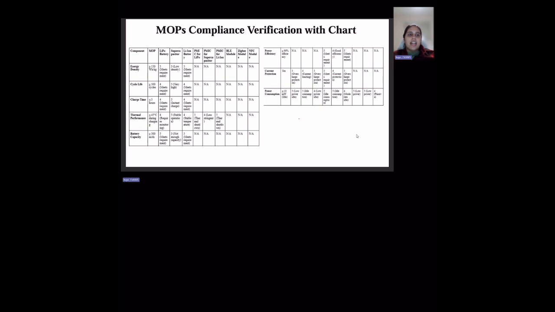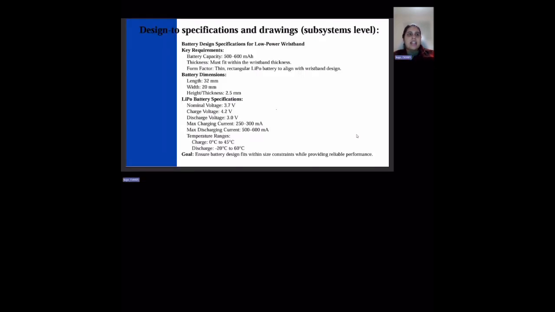The components are energy density, cycle life, charge time, thermal performance, battery capacity, power efficiency, current protection, and power consumption. And now we have the MOP, the LiPo battery, the supercapacitor, and all of them. The design to specifications and drawings. The battery design specifications for low power wristbands.